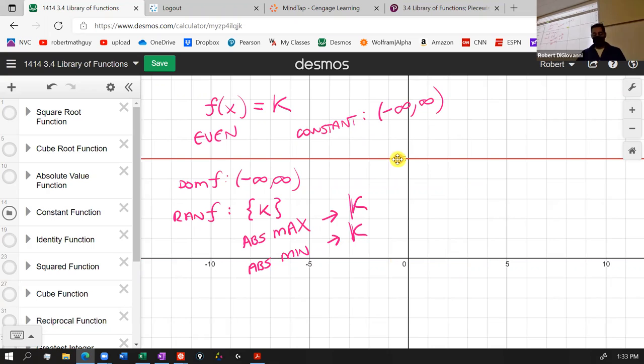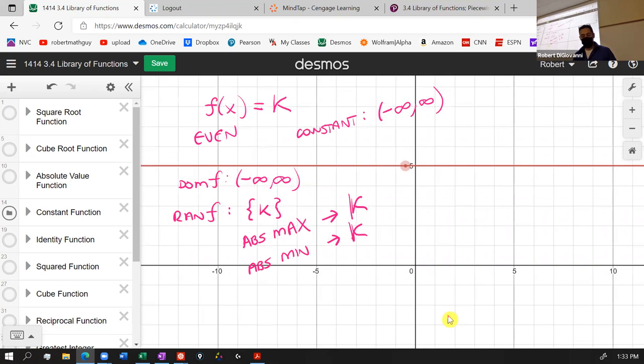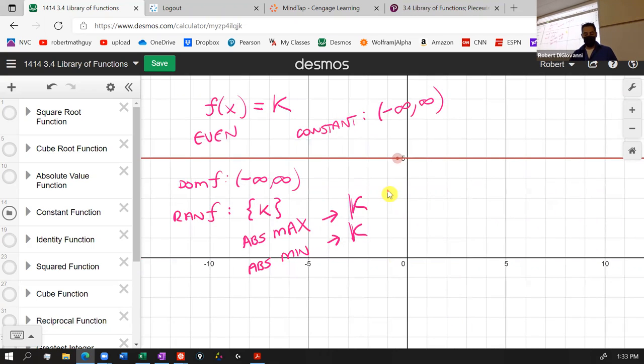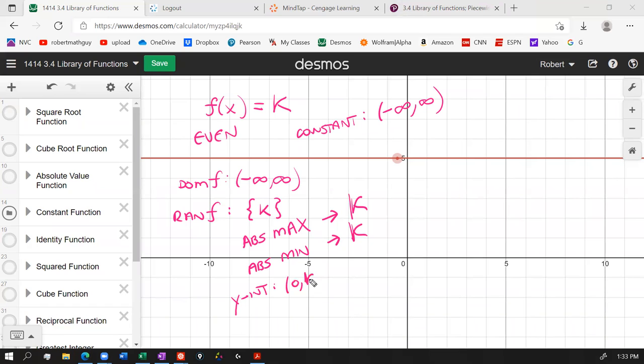What about y-intercept? Y-intercept would be K. K or in this case, 5. So the y-intercept here would be the point (0, k) in general, or in this case, (0, 5). Are we missing anything? Do we feel like we have a general feel for that function?